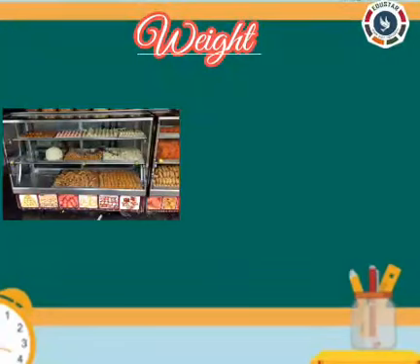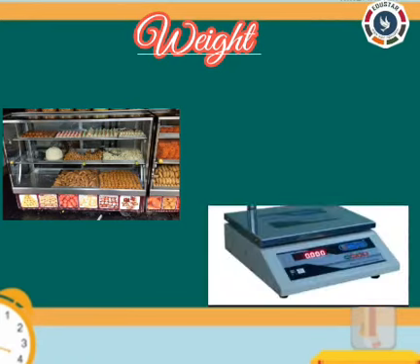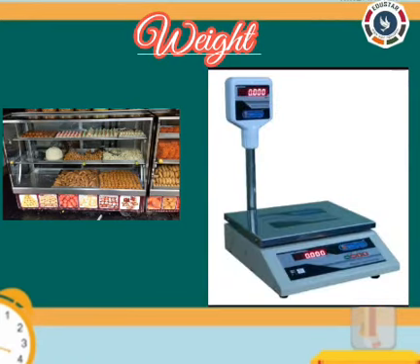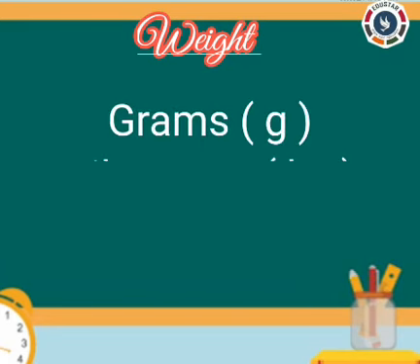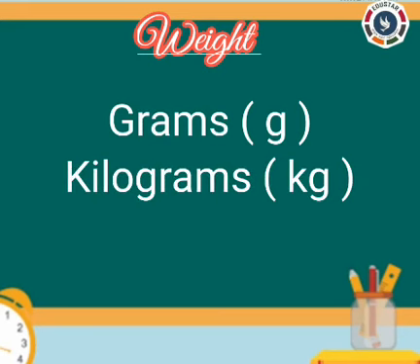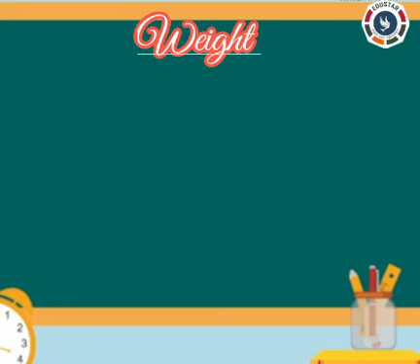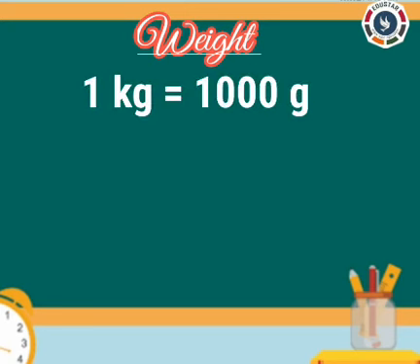At the sweet shop, you may see a different type of balance to weigh the sweets. See, this is an electronic weighing balance. We just keep the things on them and they show the weight of that thing on a small screen. So, the weight of an object tells us how heavy it is. We measure weight in grams and kilograms. In short, gram is represented as g, kilogram as kg. Do you know 1 kilogram is equal to 1000 grams?